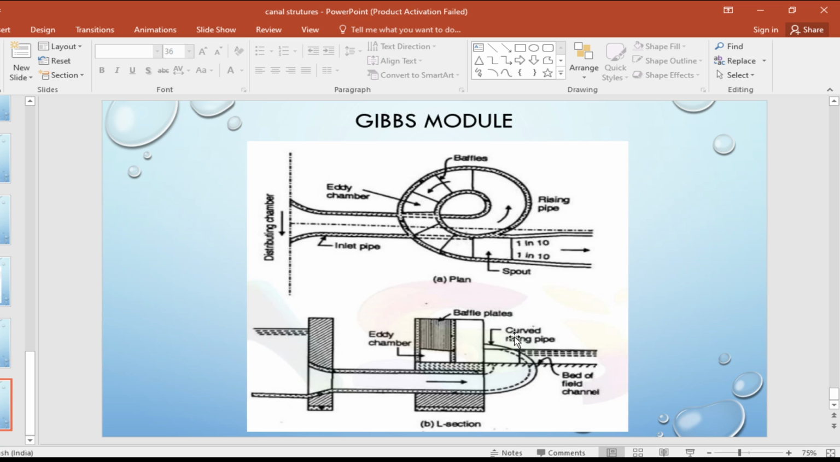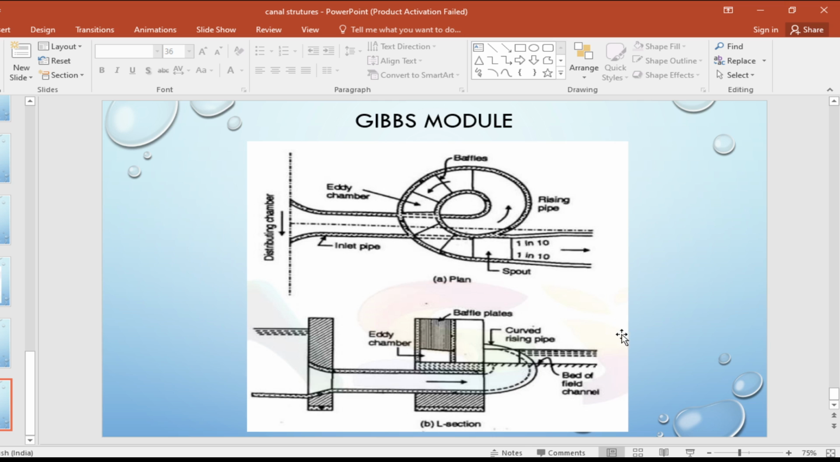And third type is your Gibbs module, that is rigid module outlet. In this rigid module, there are again two outlets. First is your Gibbs module, then two more are Khanna's rigid module and foot module.